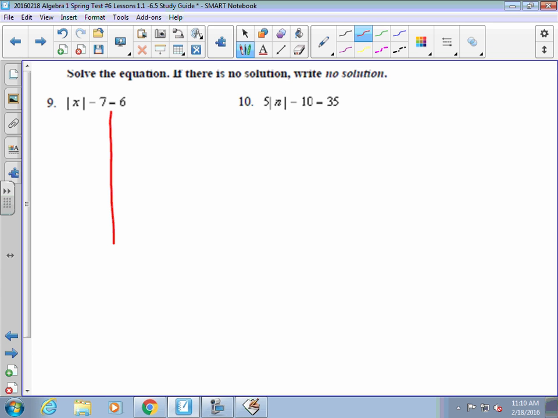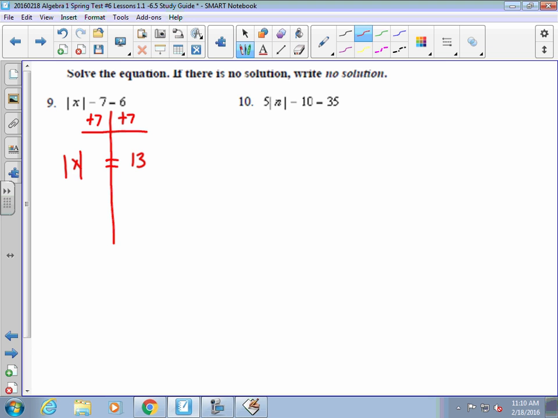So what we want to do is undo our order of operations like we always do. Undo addition and subtraction first. So get rid of this minus 7 by adding 7 to both sides. 6 plus 7 is 13 on that side. So you have the absolute value of x is equal to 13.